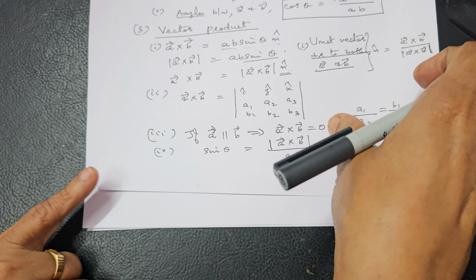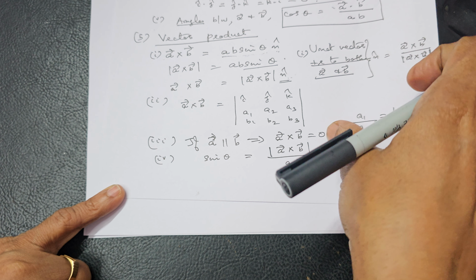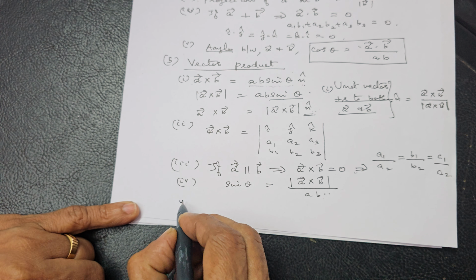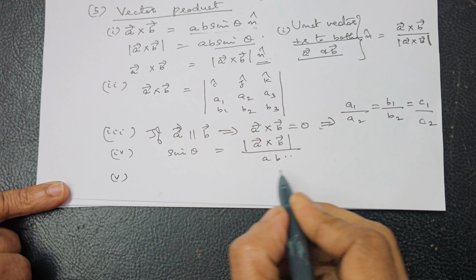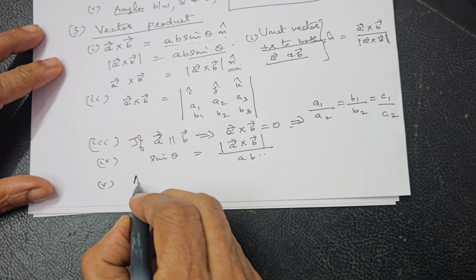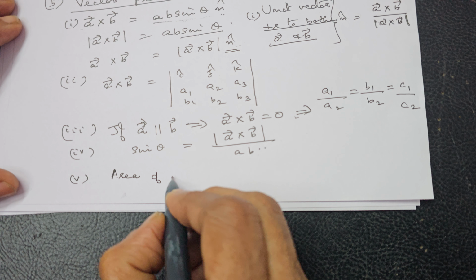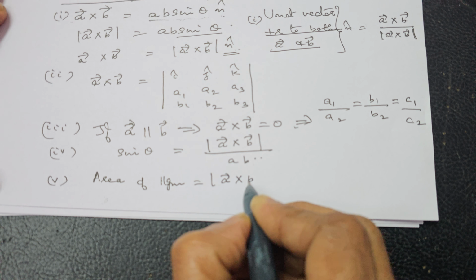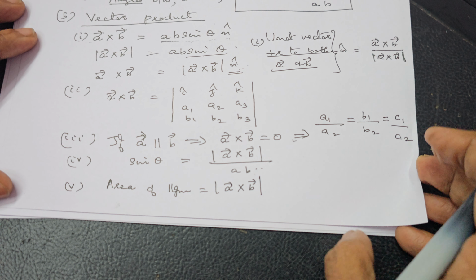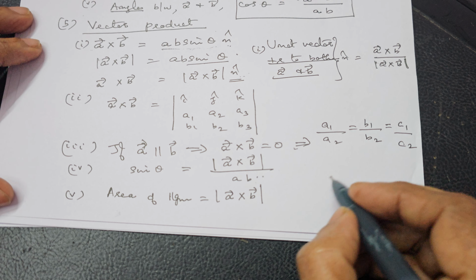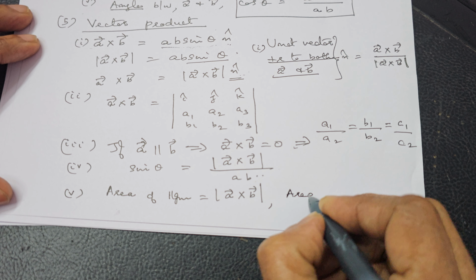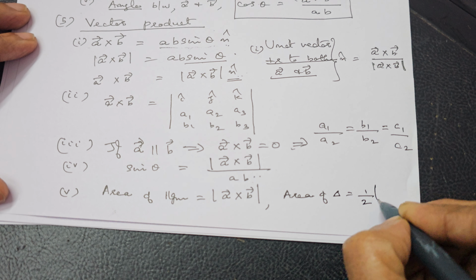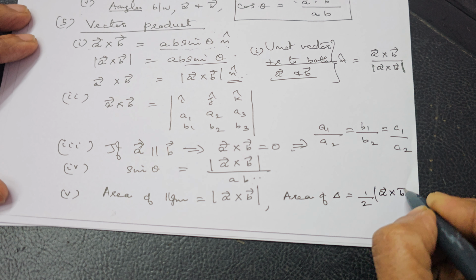Now the next application is we can also find the area of a parallelogram using this A cross B. If A and B are the adjacent sides of a parallelogram, then the area of the parallelogram is given by, again, the magnitude of A cross B. Since the diagonal of a parallelogram divides it into two triangles of equal area, what is the area of the triangle having this A and B as adjacent sides? That will be half of the area of the parallelogram, half of A cross B.